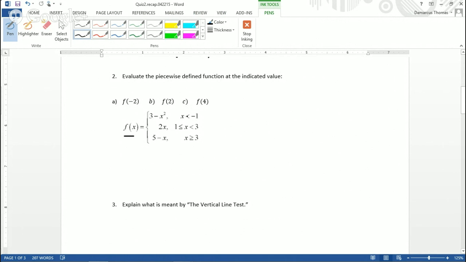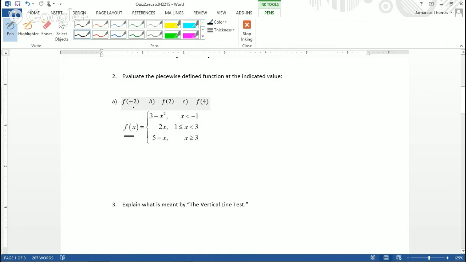So if the x value is less than negative 1, you would follow this rule for the function. If x is between 1 and 3, you would follow this rule. And if x is greater than or equal to 3, you would follow this rule here, which is a linear function, slope negative 1, y-intercept 5. And so this is just a matter of looking through each one and evaluating accordingly.